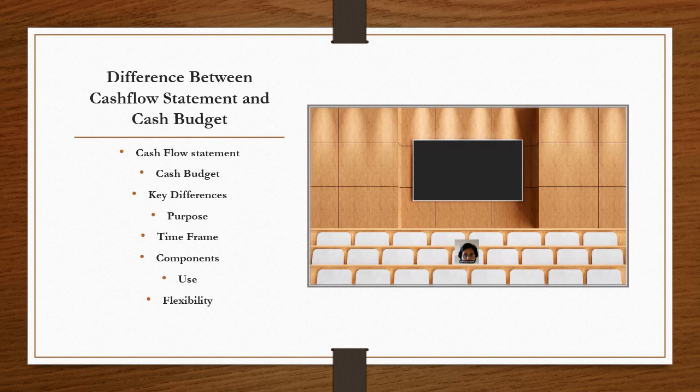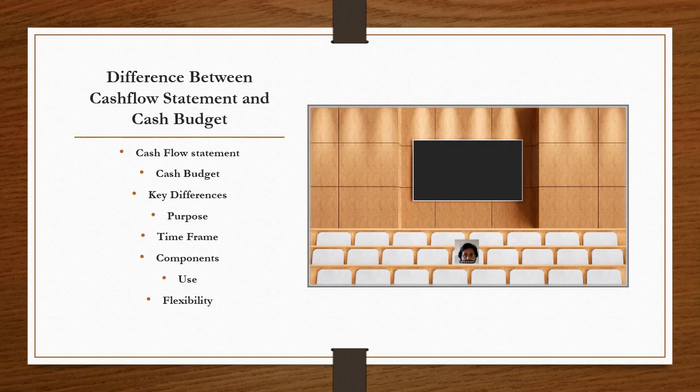Purpose. Cash flow statement. The cash flow statement's initial purpose is to provide a snapshot of the company's incomings and outgoings over a specific period, typically a month, quarter, or a year. It helps stakeholders understand how cash is generated and used in business functions.